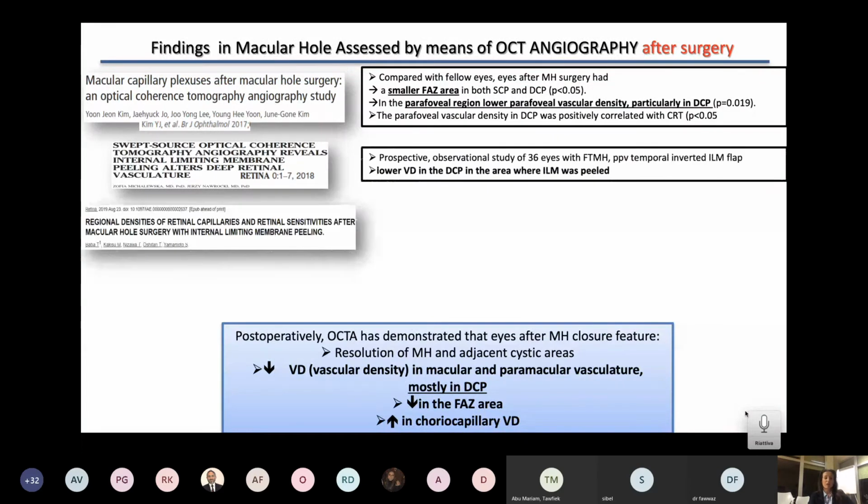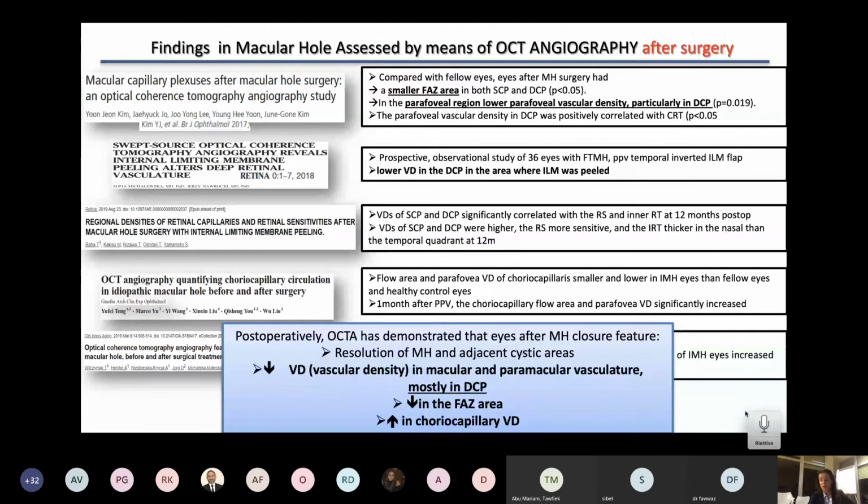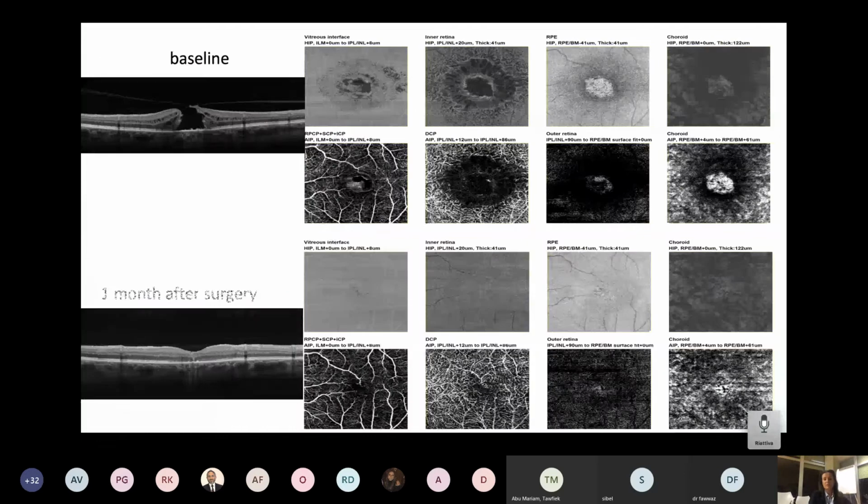Many papers have reported on findings in macular hole after the surgery, and OCTA has demonstrated that eyes after macular hole surgery have highlighted the resolution of the macular hole and the cystic areas, a reduction of the vascular density in macular and paramacular vasculature, mostly in the deep capillary plexus, a reduction in the phase area, and an increase in choriocapillary vessel density. We can see that using OCTA, we can observe the recovery of the angioarchitecture after surgery very well without dye.